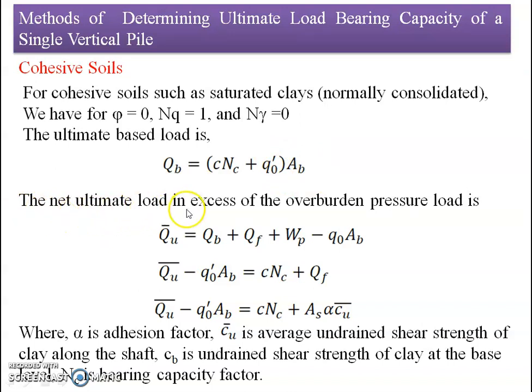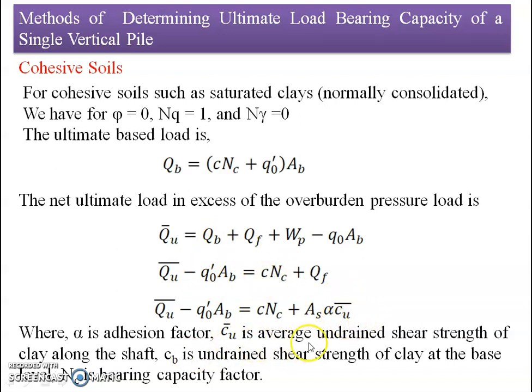The net ultimate load in excess of the overburden pressure is estimated as Qu bar, meaning the ultimate failure load is equal to QB plus QF plus Wp, the weight of the pile, minus q naught Ab. Now, considering the overburden pressure on the other side with statics, I can get a relation: C Nc plus As alpha times Cu bar. What is this Cu bar? In the case of clay, the shear strength will be converted into undrained shear strength.